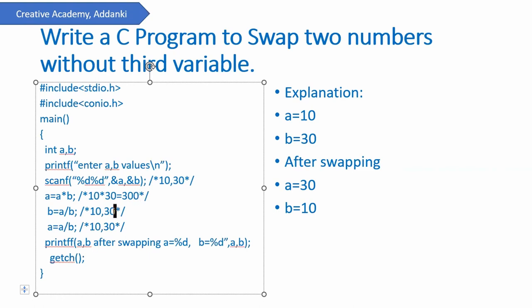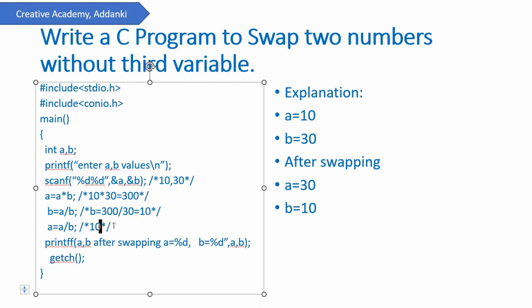Now we already have A value as 300. Now B equal to 300 by B. B is 30. 300 by 30 equals 10. So now B equal to 10.